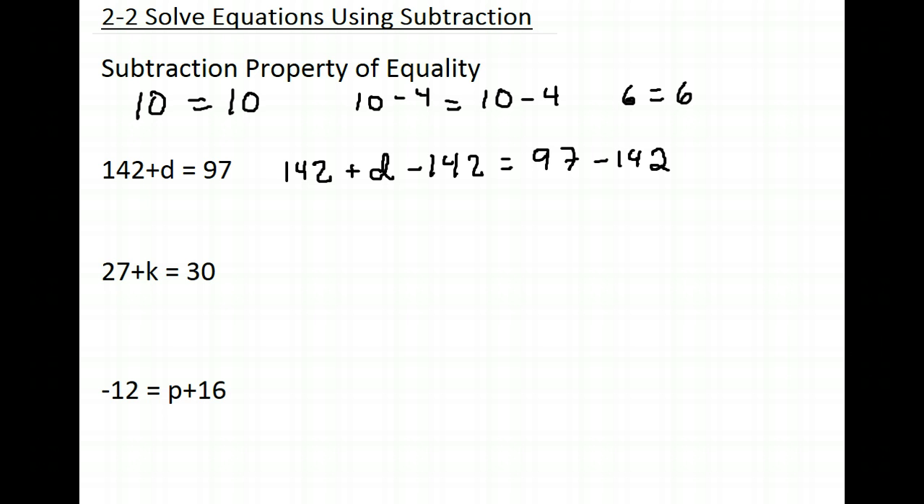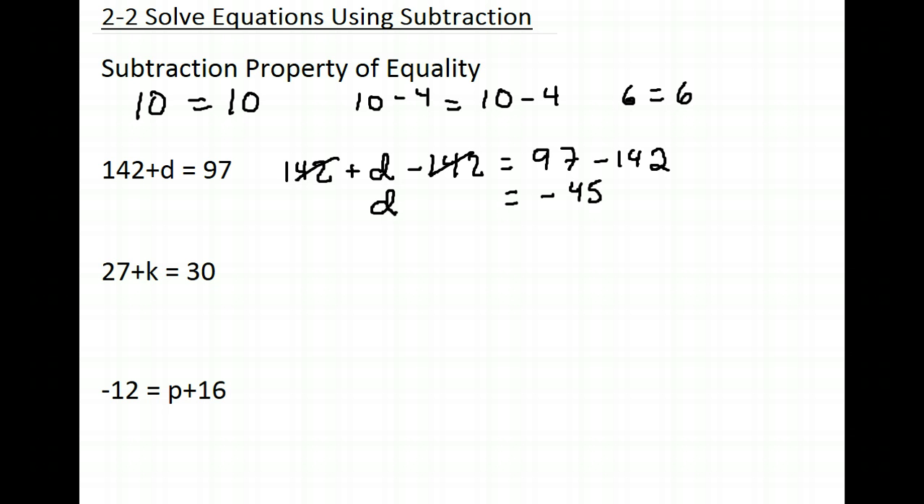So back to the left: 142 plus d minus 142. These two 142's cancel out because it ends up being a 0. So on the left we have just plain d. Then we have equals, and now we have 97 minus 142, which gives us negative 45. So d equals negative 45.